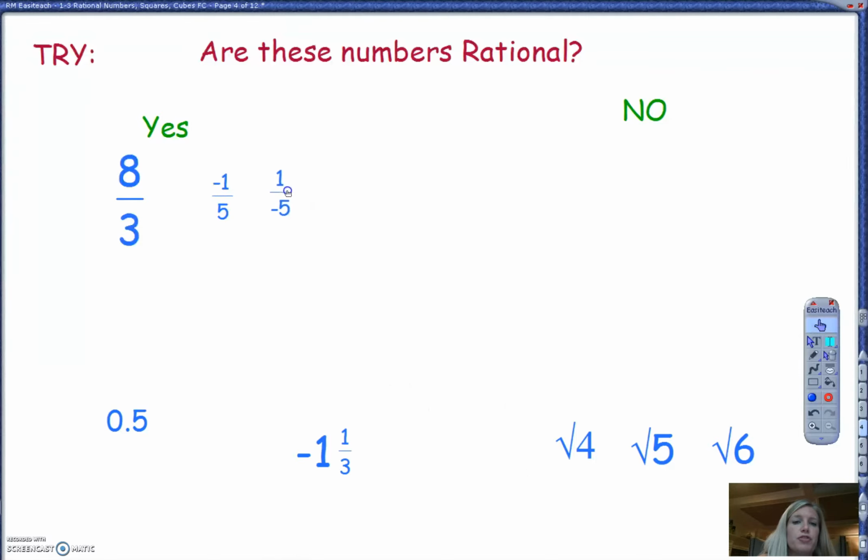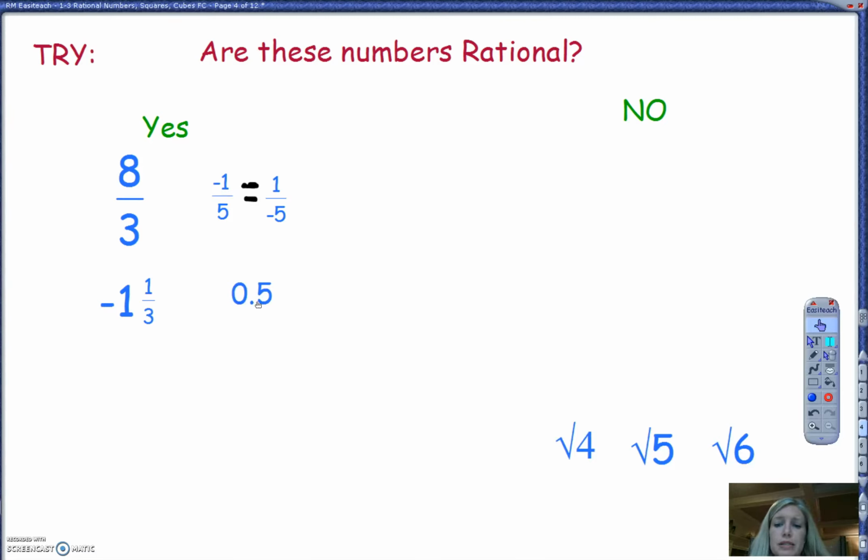1 over -5. You should also know that these two numbers are the same. It does not matter. There we go. They are equal to each other. Doesn't matter where the negative is, if it's on the top or the bottom or in the middle. So these are all fractions so far, which means they're all rational. Okay, if we look at this one, this is a mixed number, but you can actually write that number as -4 over 3. So yes, it's just a different name for it. Same thing with a half, 0.5, that can be written as 1 over 2. So far, these ones are all rational. Now we got to look at these.